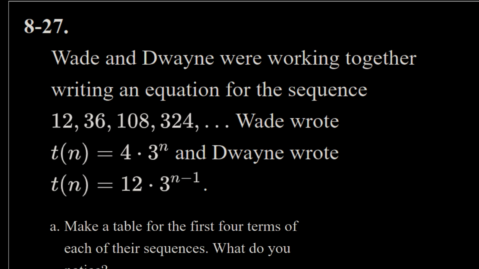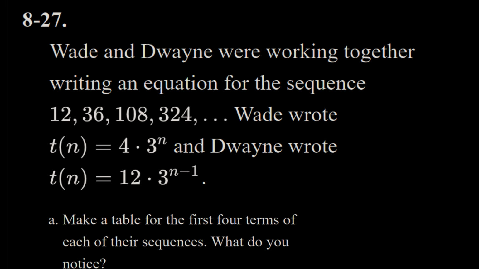Wade and Dwayne, that's right, Wade and Dwayne. Wade and Dwayne were working together writing an equation for the sequence 12, 36, 108, 324. Wade wrote t of n equals 4 times 3 to the n, and Dwayne wrote 12 times 3 to the n minus 1. Oh, okay, I see. One was using the zeroth term and one was using the first term, but it says make a table for the first four terms of each of their sequences.